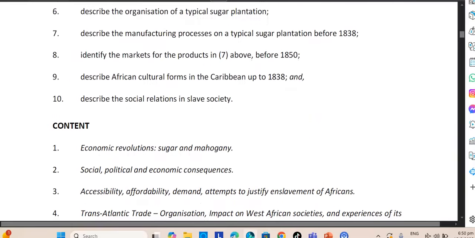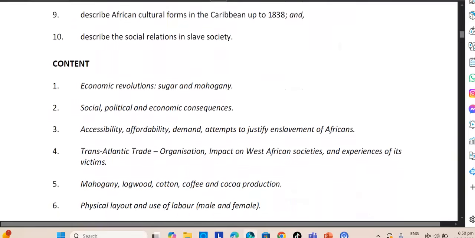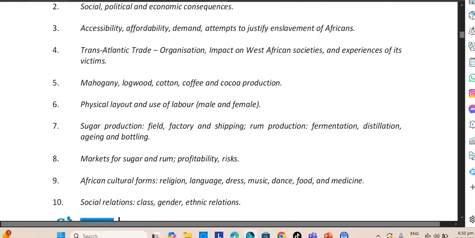Describe the manufacturing processes on a typical sugar plantation before 1838. To answer this question, we are going to look at sugar production. We are going to look at the field, the factory, and shipping. We are going to look at rum production, fermentation, distillation, aging, and bottling.